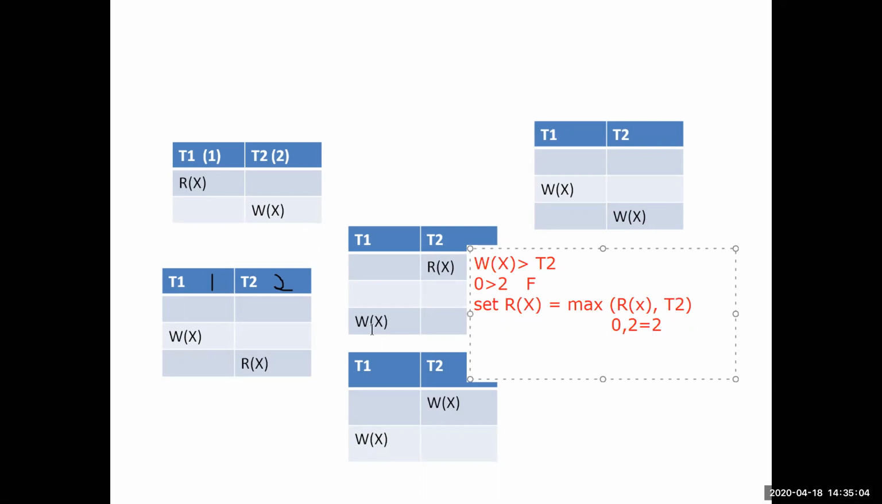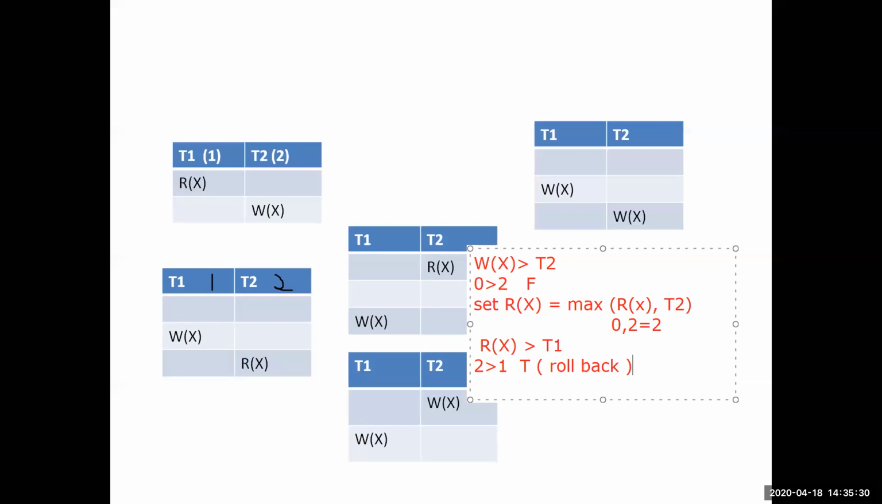Then I'll come to checking this write, because this operation is performed first, so I need to check for that. So for write of X, I need to check two conditions. That is, read of X, is it greater than my transaction T1? That is, 2 greater than T1? The answer comes true. Once it is true, my transaction is rolled back. That means my transaction is not getting executed, which was not the case for the earlier conditions.